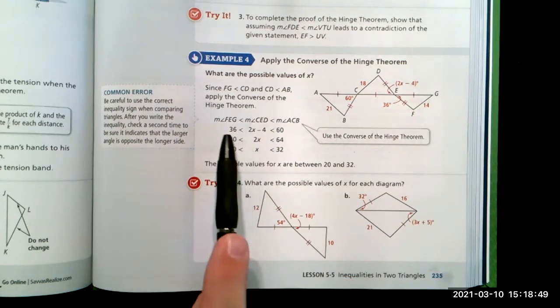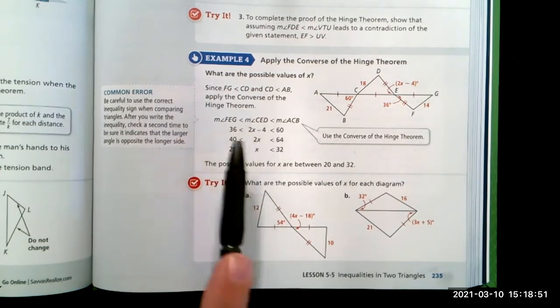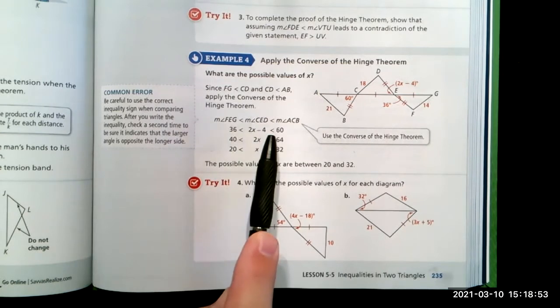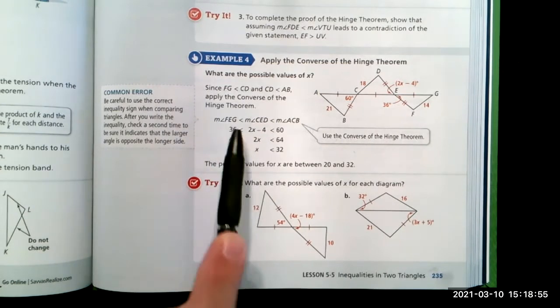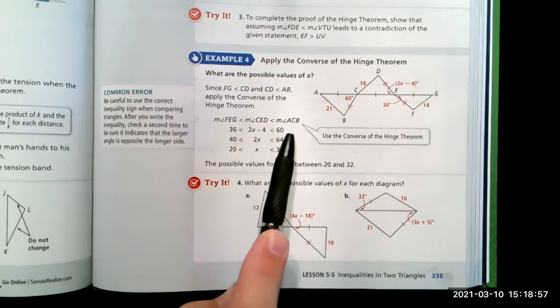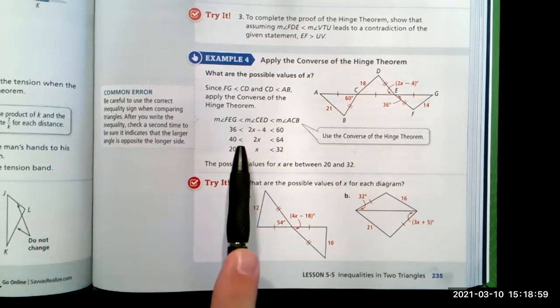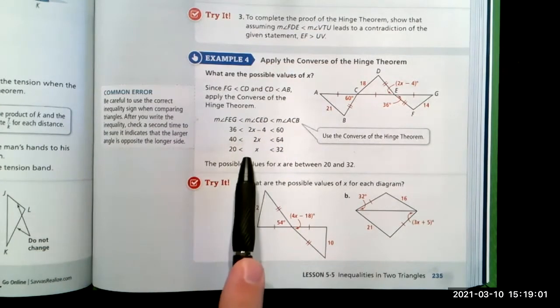So at this point, now I have this compound inequality. You'll notice that they're all strictly less thans. So what this is saying is that this side has to be less than this, which has to be less than this. Now I solve. So now I'm just solving for x.